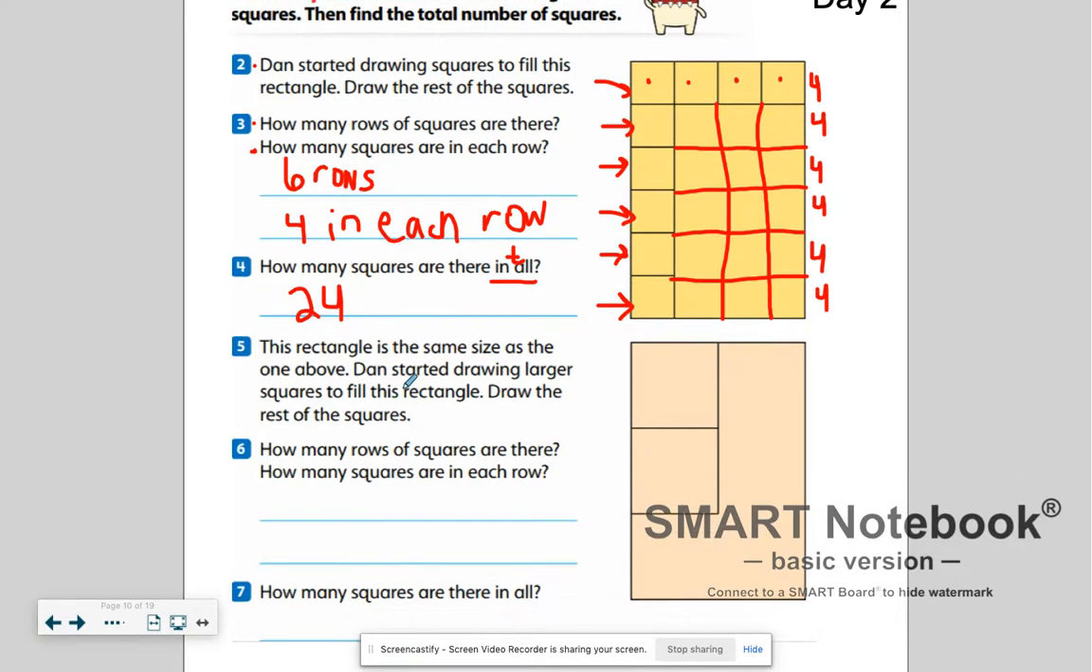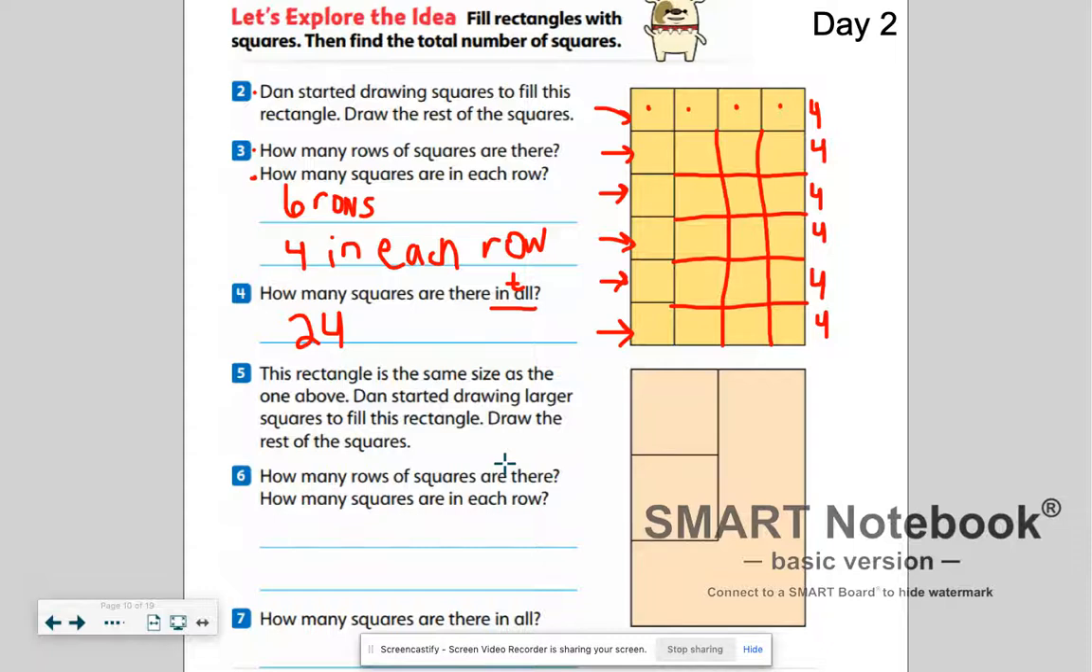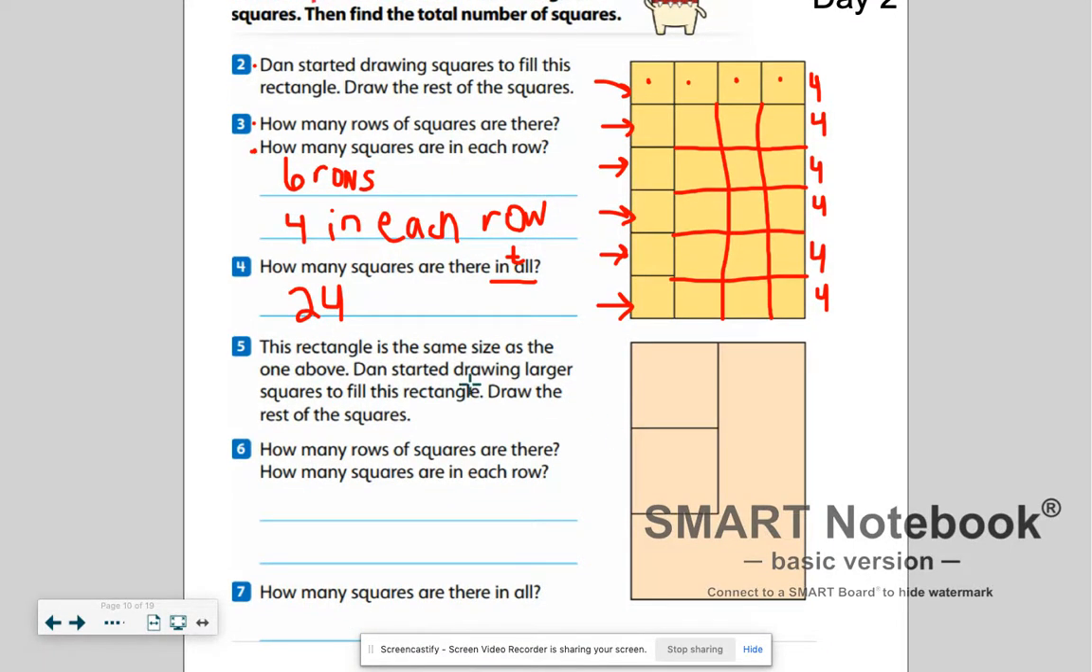Okay. Number 5 says, this rectangle is the same size as the one above. Dan started drawing larger squares to fill his rectangle. Draw the rest of the squares. So let me do something to make this easier. All right. So if I want to draw the rest of the squares, I'm going to continue going down. This is much easier.